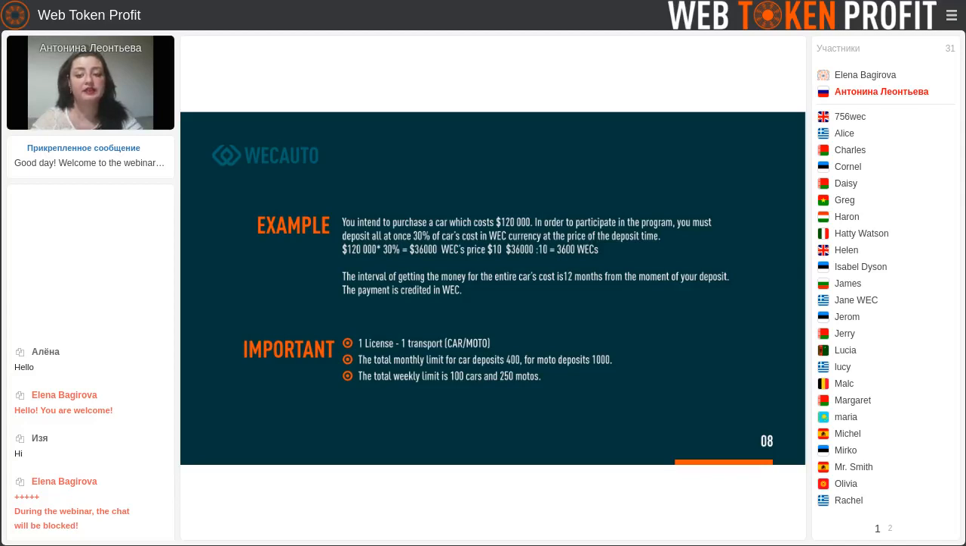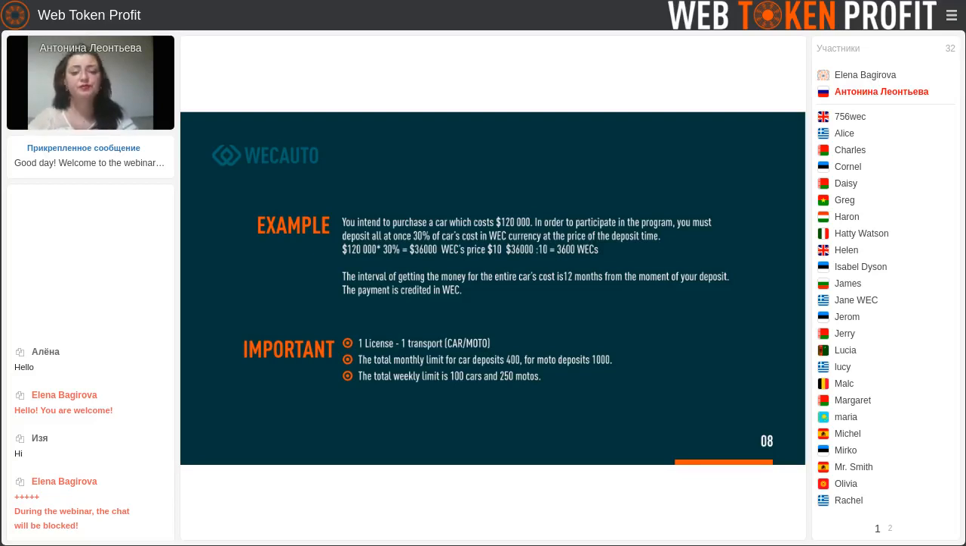Important: we have limits on the purchase of vehicles. In our company, we have a total monthly limit for car deposits. It's 400 for cars and 1,000 for motorcycles. What does it mean? It means that only 400 people in our community can make deposits. It may be, for example, that I want to make a deposit three times, and the limit I see is not 400, it will be 387.